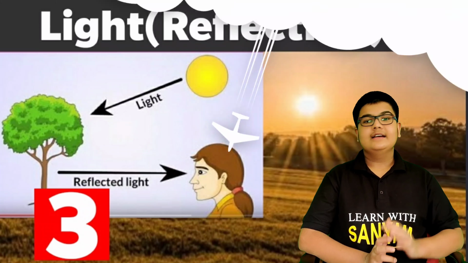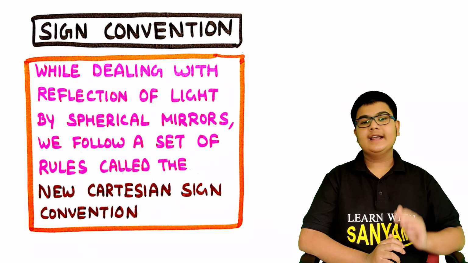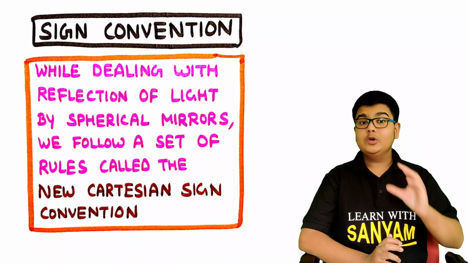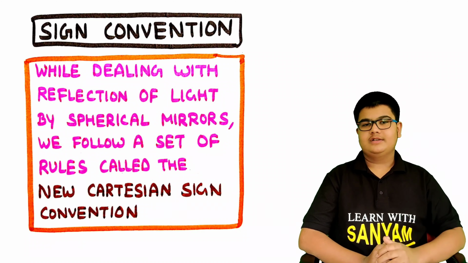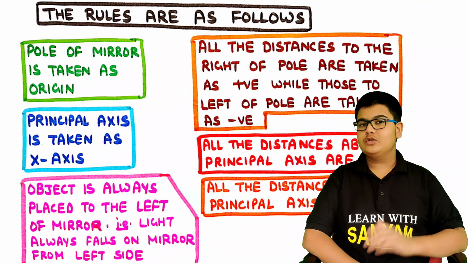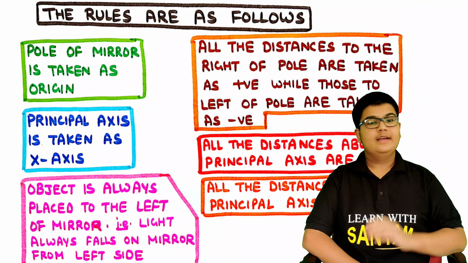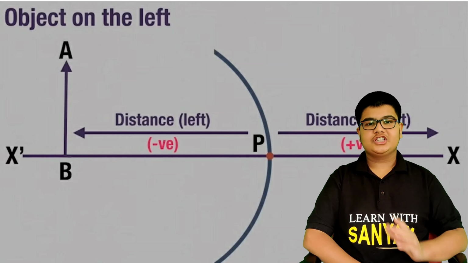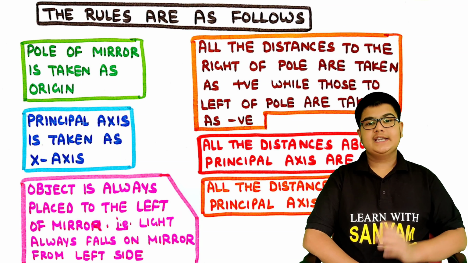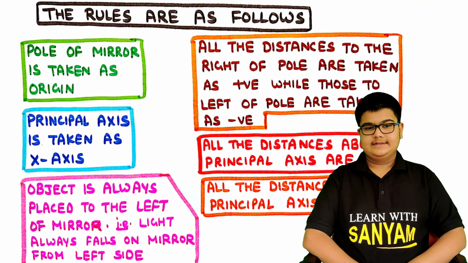While dealing with the reflection of light by spherical mirrors, we follow a set of rules called the New Cartesian sign convention. So let's understand these rules. The first rule is that the pole of the mirror is always taken as the origin. Second, the principal axis is taken as the x-axis.